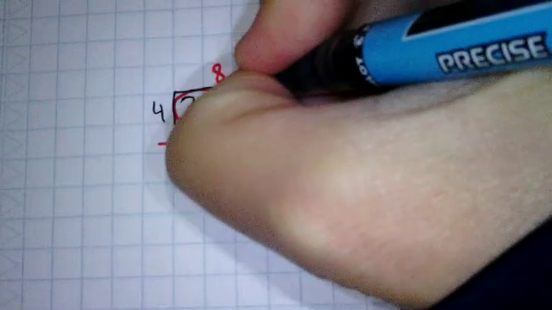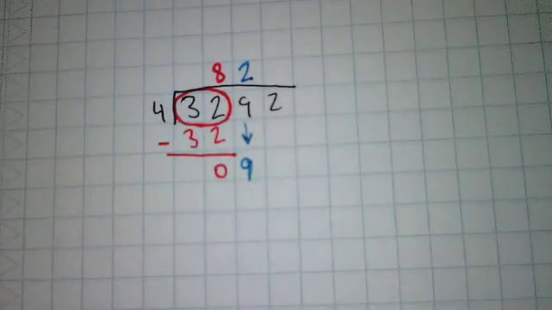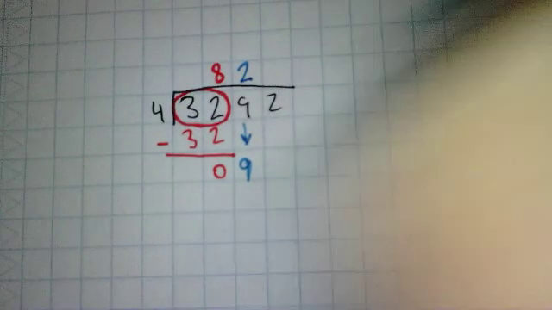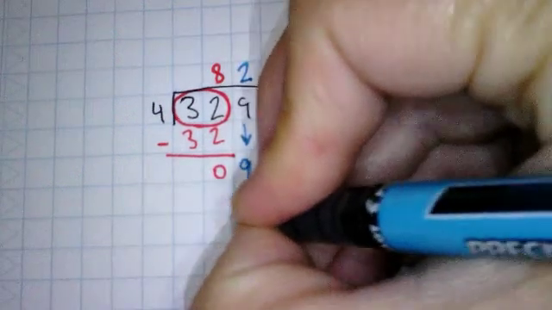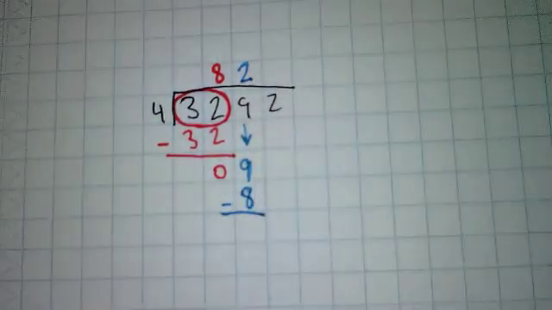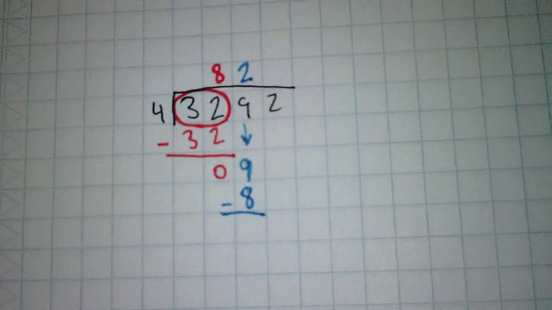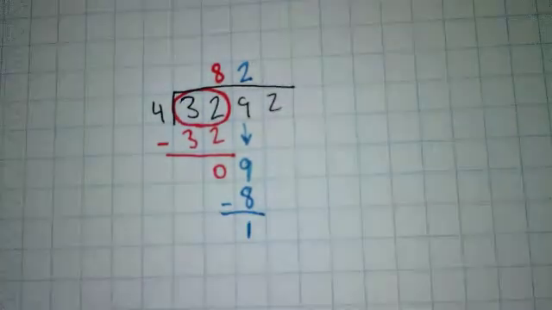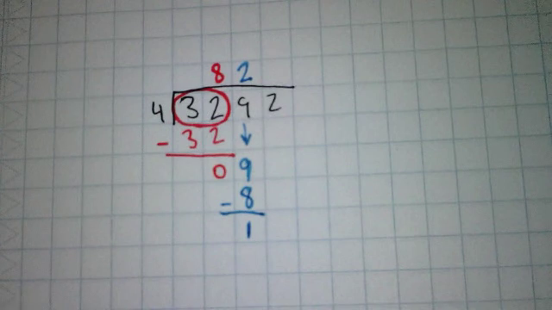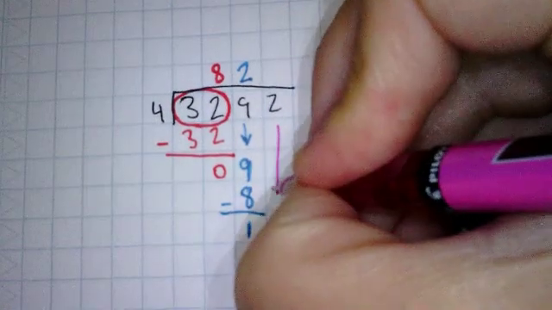So we're going to write a 2 up here. Angelina, what is 4 times 2? 8. Good. So I write my 8 down here and I subtract. And what do I get when I subtract? 1. Good. What's my next step here? Any ideas? Isaac? Bring down 2. Bring down my 2.